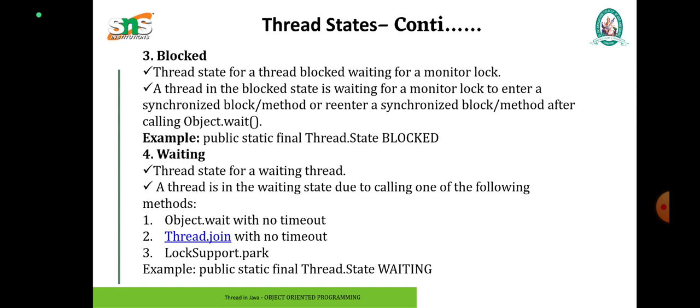Fourth one is waiting. Thread state for a waiting thread. In this state, a thread is in waiting state due to calling of one of the following methods: object.wait with no timeout, thread.join with no timeout, LockSupport.park. Example, public static final Thread.State WAITING.